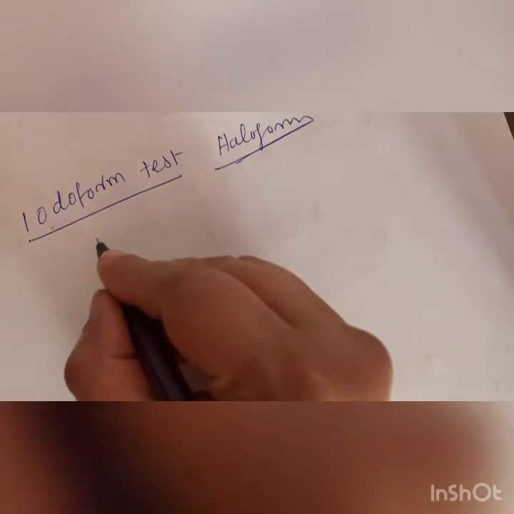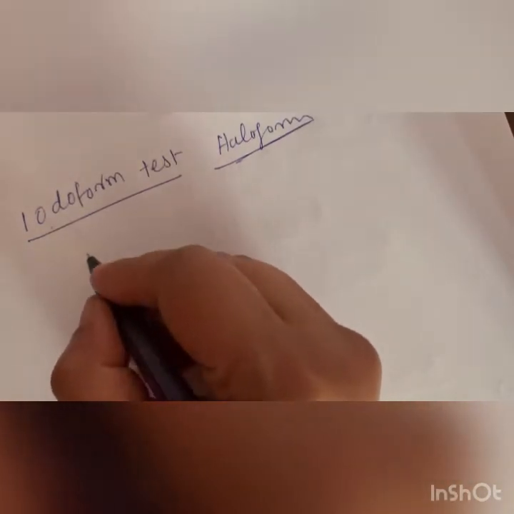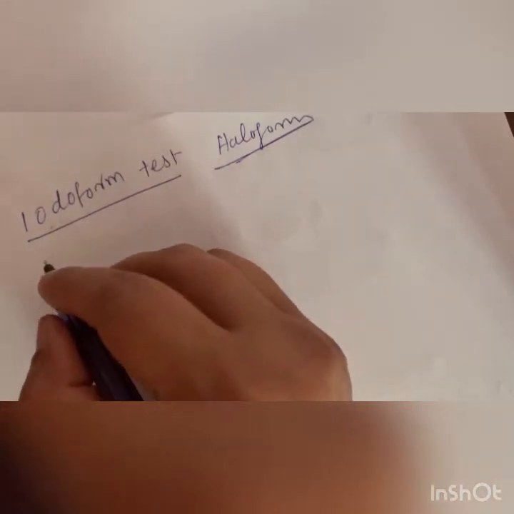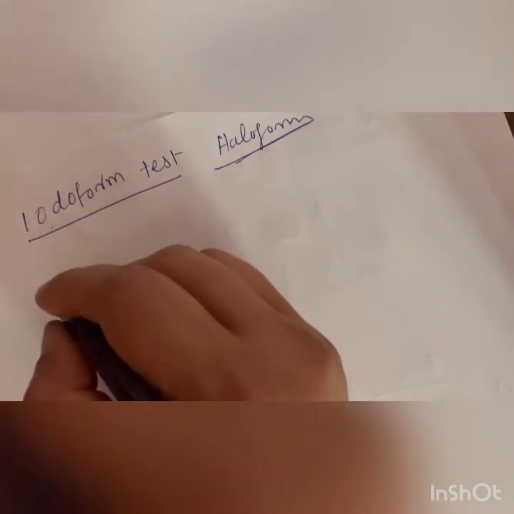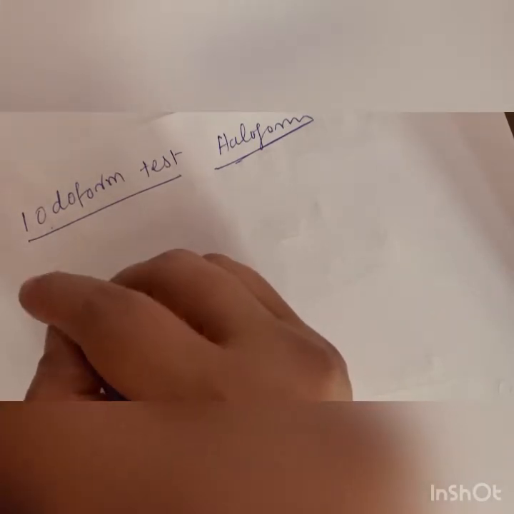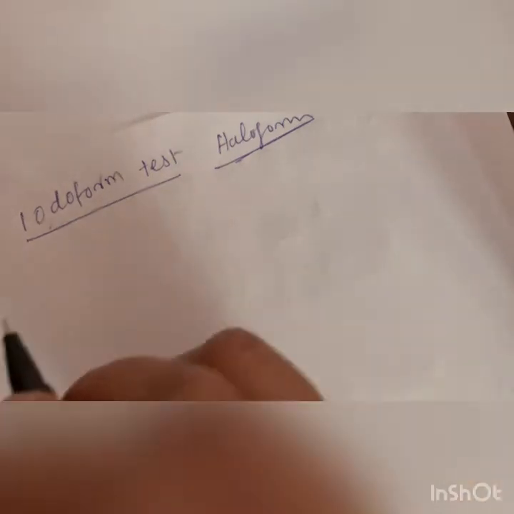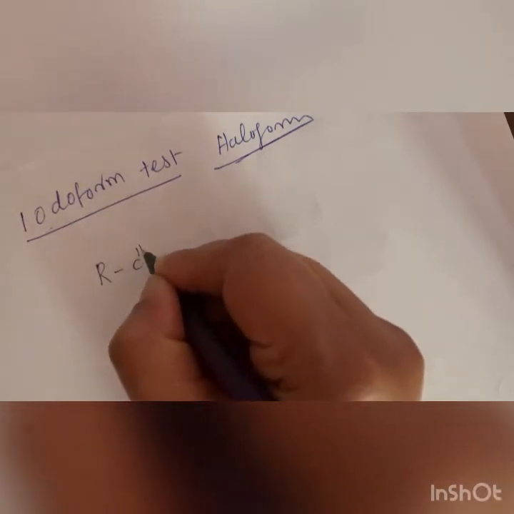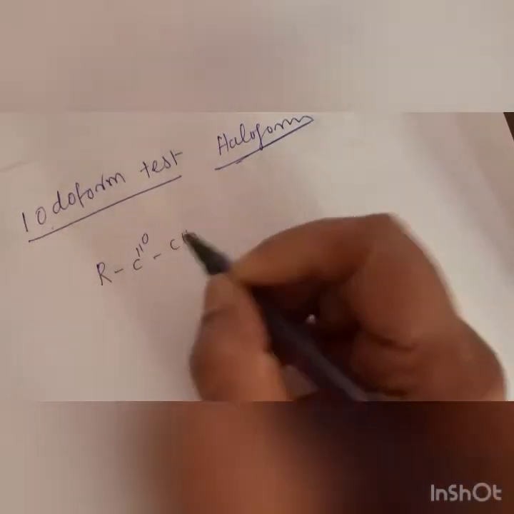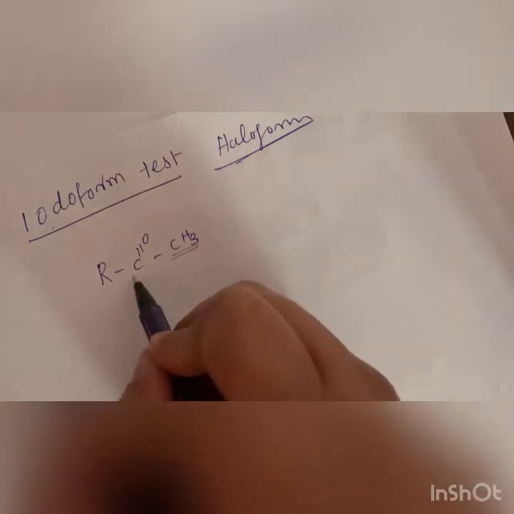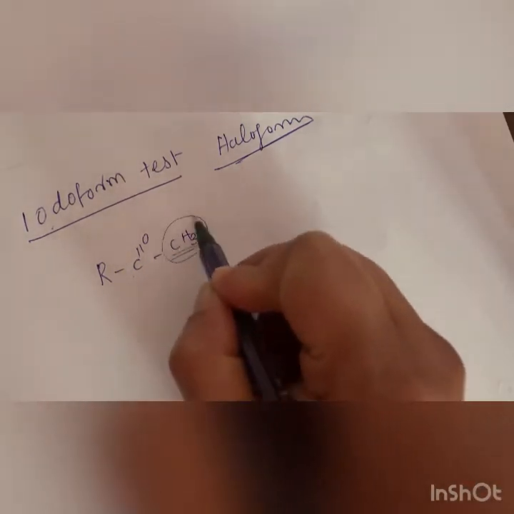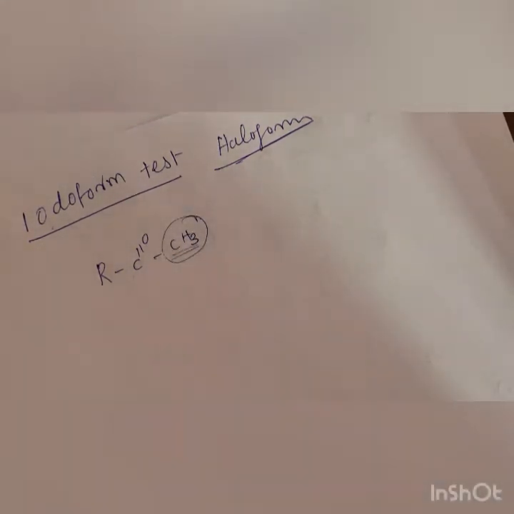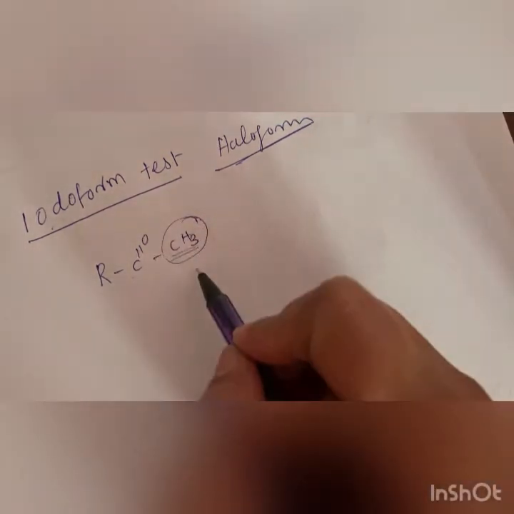But the iodoform test is given by aldehydes and ketones having at least one methyl group attached to the carbonyl carbon. At least one methyl group should be attached to the carbonyl carbon, then only this test will be given. For example, R-C(=O)-CH3. You can see one CH3 group is attached to the CO. We generally call this a methyl ketone.